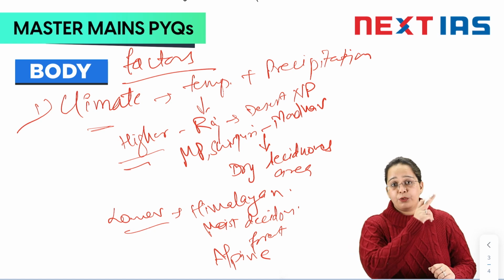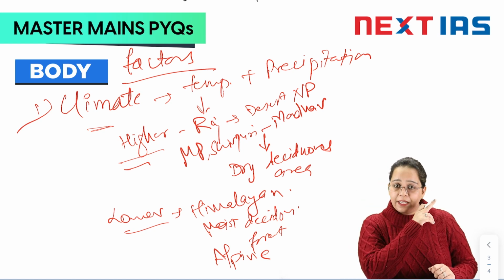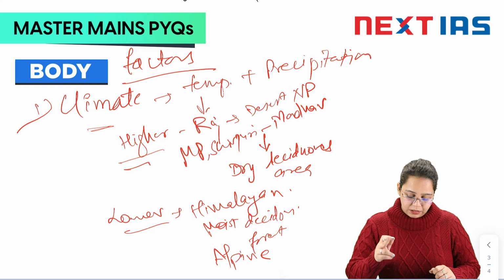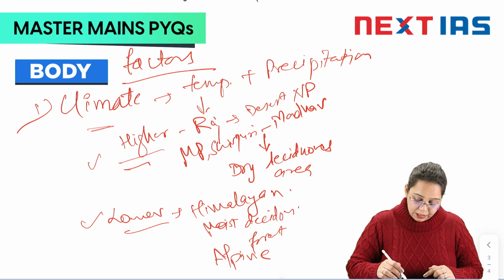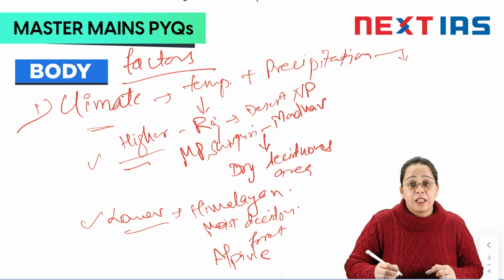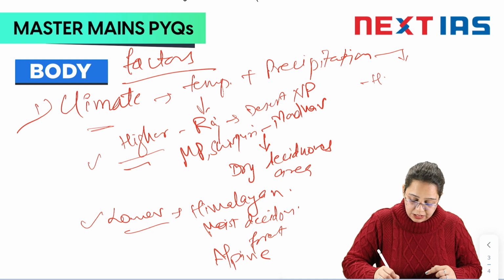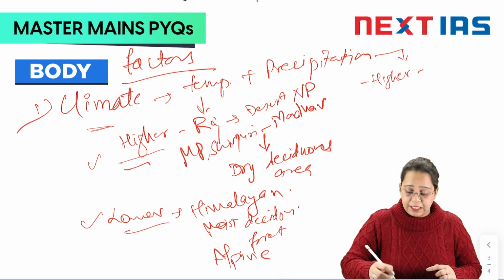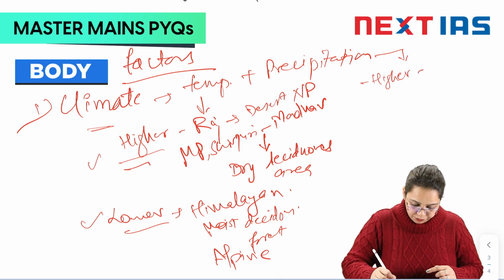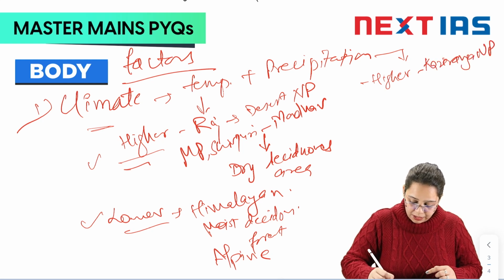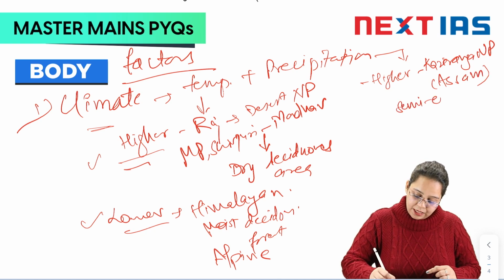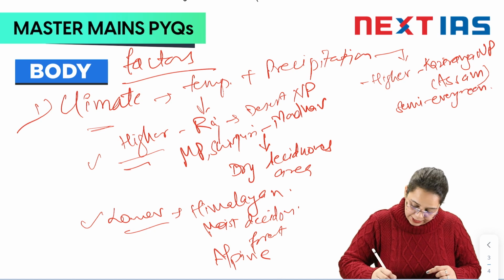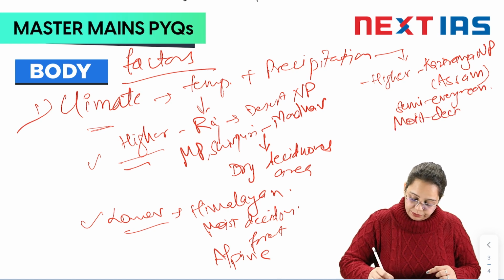Alright, if you see from west to east, there is a difference in the forest area, there is a difference in the vegetation area. So temperature, higher and lower, both we have covered. If you see the precipitation part, there are some areas where there is higher precipitation, like in Assam and Meghalaya. There you will find, for example, you can write about Kaziranga National Park, Assam. Here you will find semi-evergreen forests and moist deciduous forest.